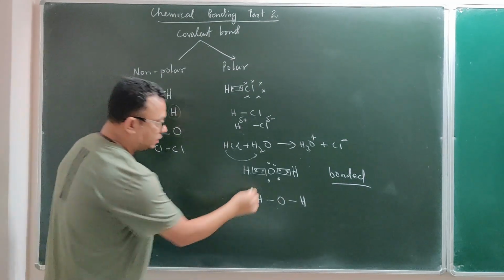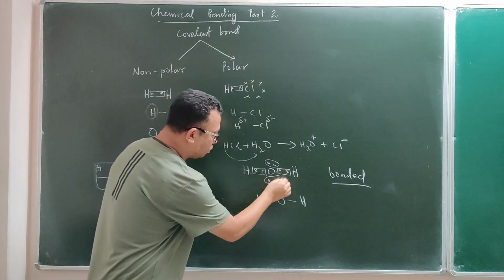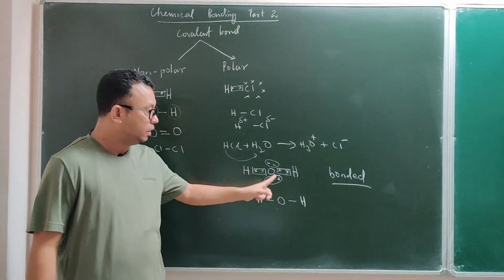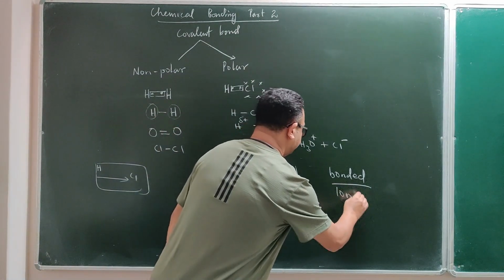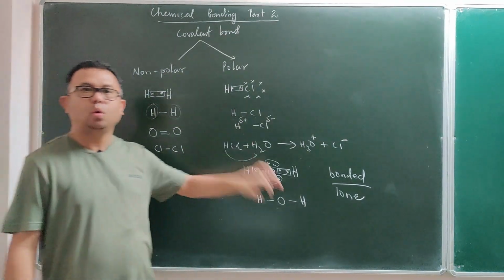Whereas, as you can see, one pair of electrons here and the other pair of electrons here on oxygen were not used for the formation of any bond. Such pairs of electrons are called lone pairs. So you will have bonded pairs of electrons and lone pairs of electrons.